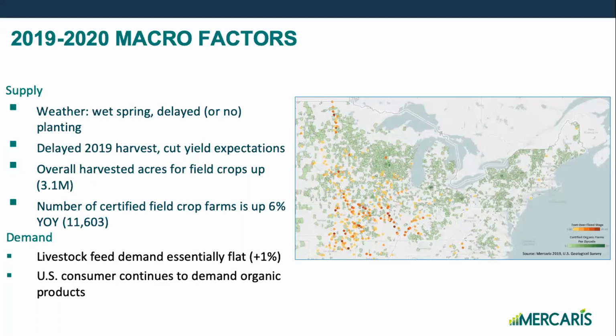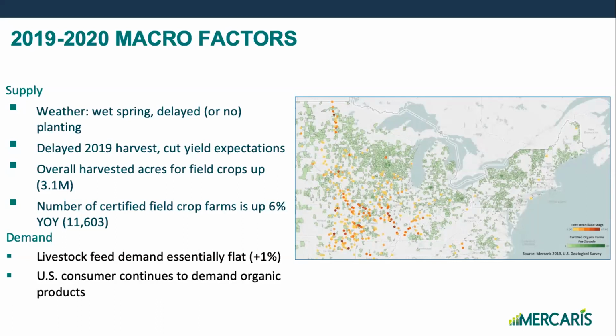Overall, the number of certified field crop farms did grow in the 2019 to 2020 year. We saw about 11,600 year-over-year growth, which is fantastic. We're about to publish our next acreage estimates here in a couple weeks, so keep your eyes and ears peeled for that. But mid to late February, we will have updated final numbers essentially for the 2019 crop year.